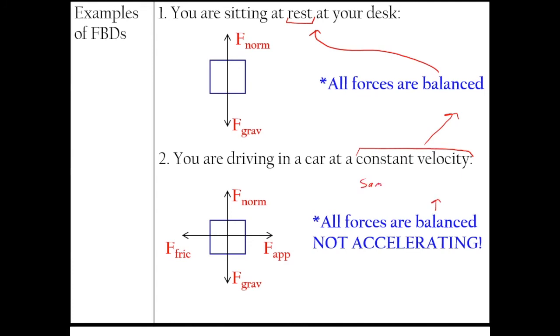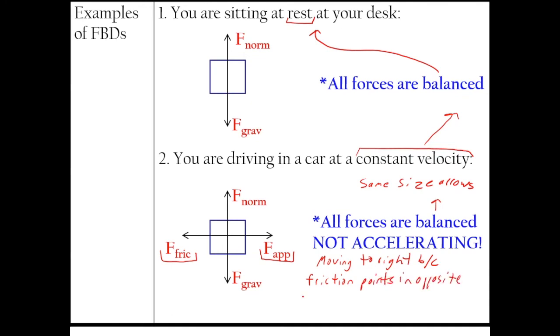We can see that all of our forces here are balanced, meaning that all of the arrows have the same size. Because they're balanced, we said it can mean one of two things, either moving at a constant velocity or at rest. We can see that friction and force applied are balanced here. And we know that the car is moving at a constant velocity, so it's moving at a constant velocity to the right. We know it's moving to the right because friction points in the opposite direction of motion.